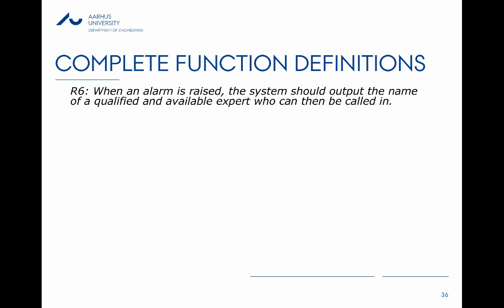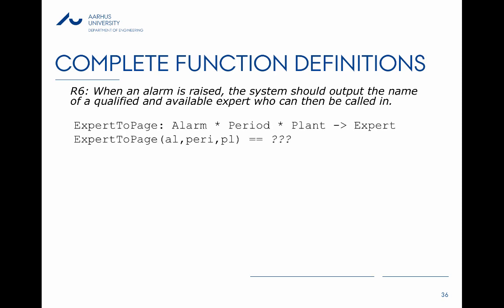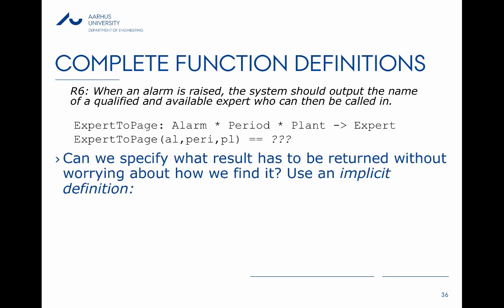Now, completing the function definition also for this one. When an alarm is raised, the system should find the name of the qualified and available expert who can then be called in. Well, we have the type of it. I've given some names to the alarm, the period, and the plant. But how can we define this?